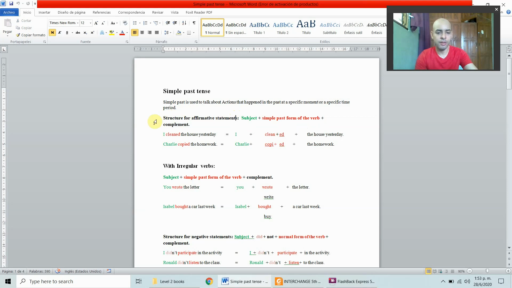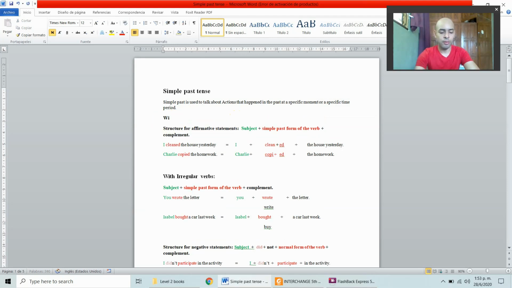Let me write this here. With regular verbs, we use this structure: the subject plus the simple past form of the verb. We have explained how to form the simple past form of the verb, but I'm gonna put the link here if you don't remember. And plus the complement.